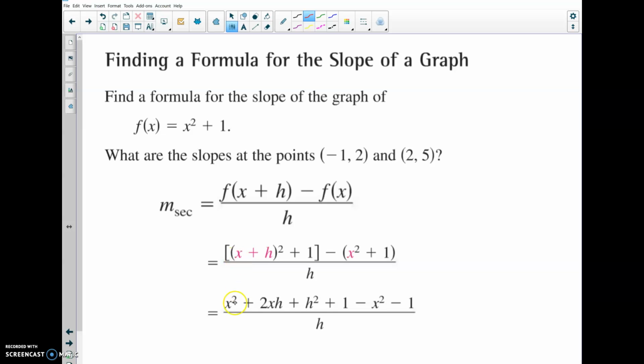Foiling this, x squared plus 2xh plus h squared plus that 1. Got to remember to distribute a negative 1 here. That's why these are both negative. Combining like terms, looking in our numerator here, I see a positive x squared and a negative x squared, a positive 1 and a negative 1. So this here will be 2xh plus h squared all over h.